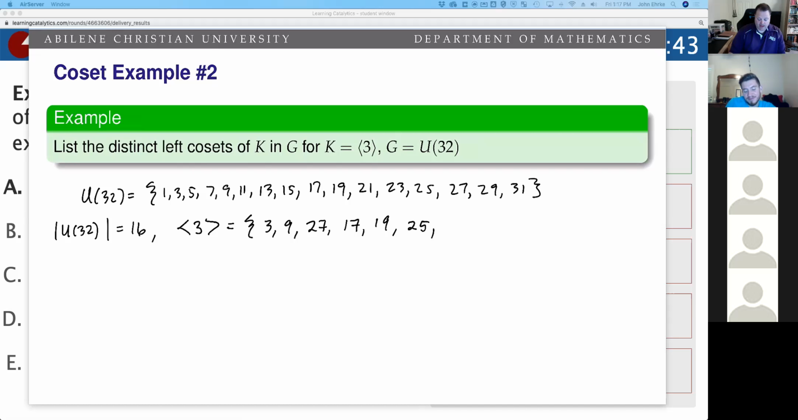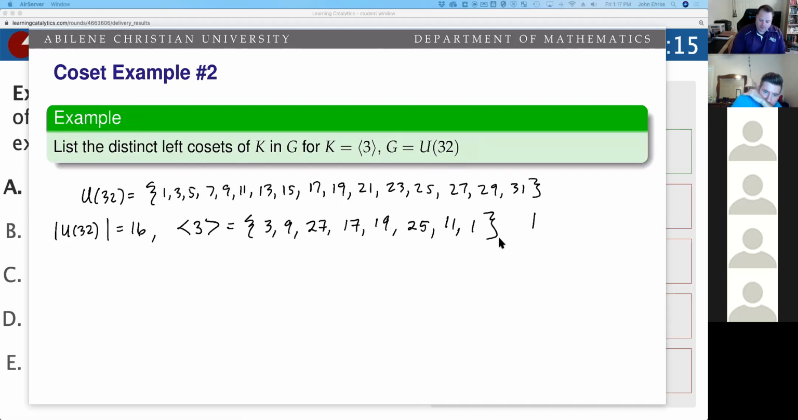Then 25 times 3 is 75, and 75 mod 32 is 11. And finally, if you multiply 11 by 3, you get 33, and 33 mod 32 is 1. So we know we hit 1, so we know we're finished. This is the cyclic subgroup generated by the element 3 in U32. You're just multiplying by 3 to get to the next one, but you have to reduce it mod 32 until you get a 1 to appear in the cycle, and then it repeats.